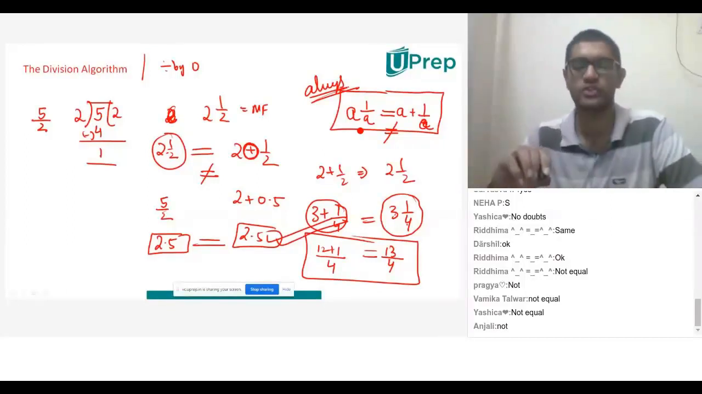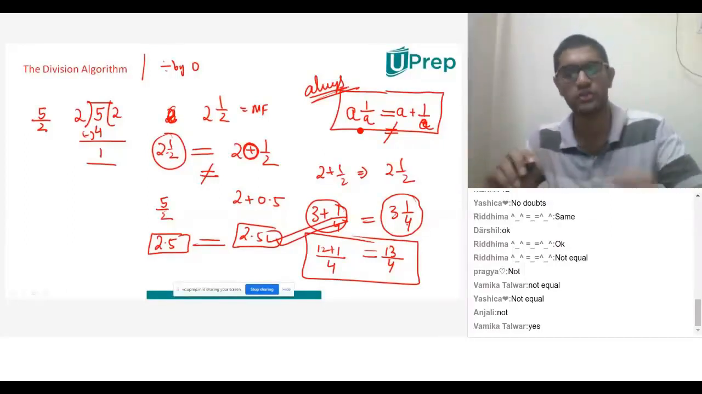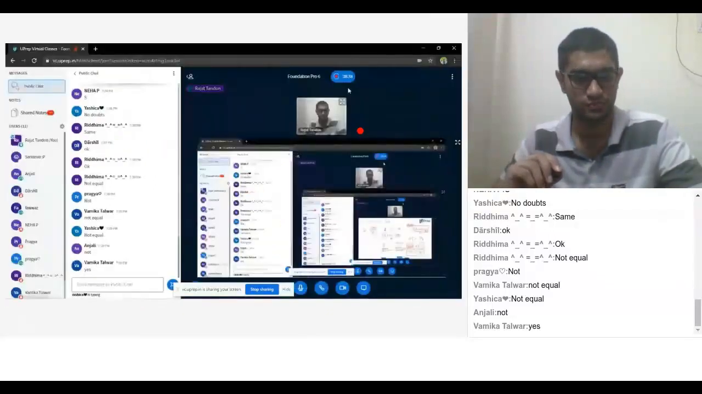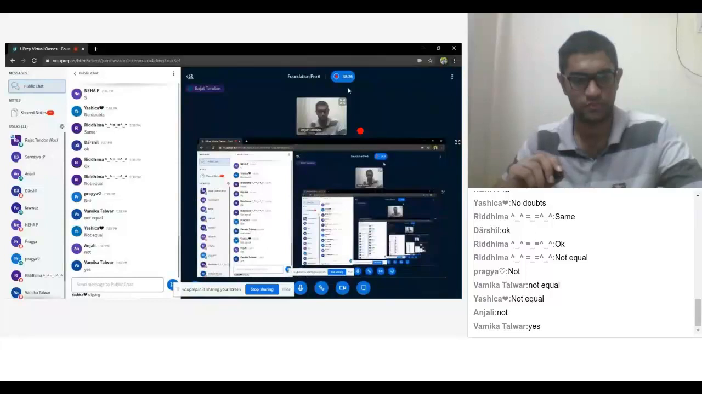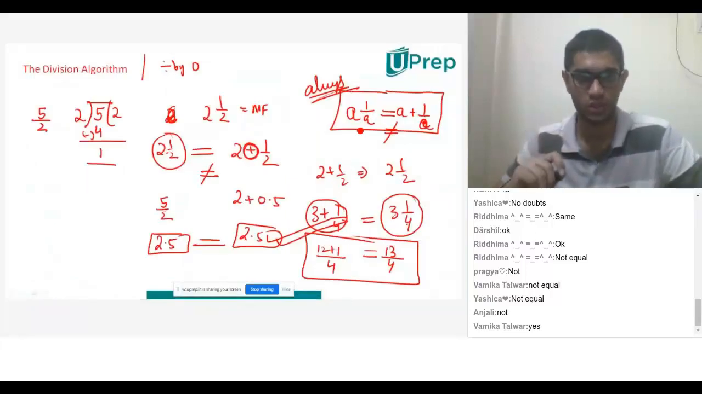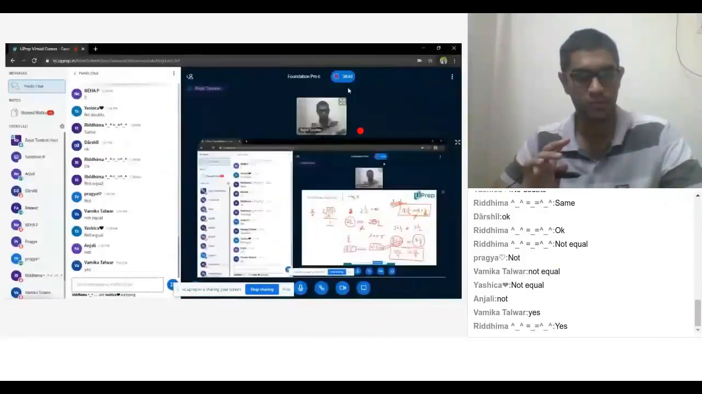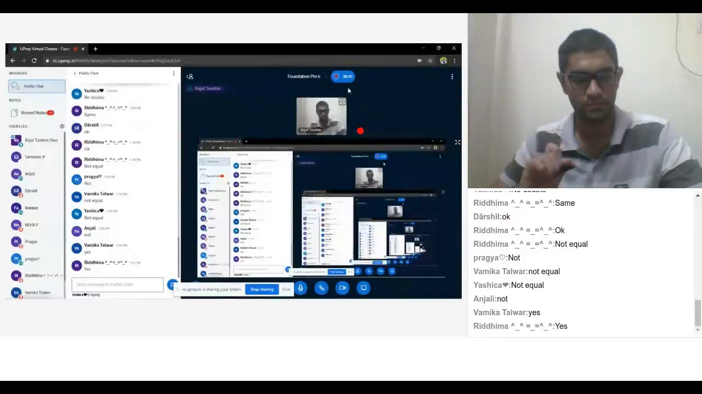Did you ever come across this earlier in your school days or your tuitions or wherever you studied till now? Do you now understand why they are equal, how they are equal? I haven't even gone into division algorithm. I will move into it. Don't worry. Is it clear now?